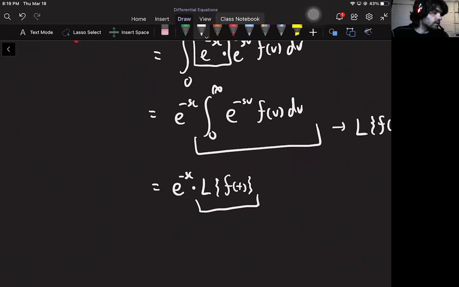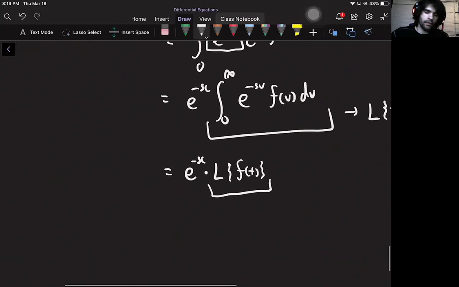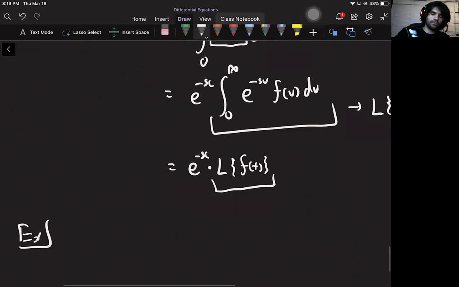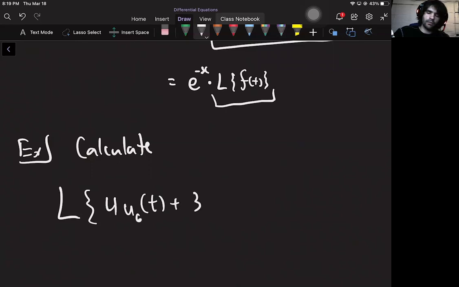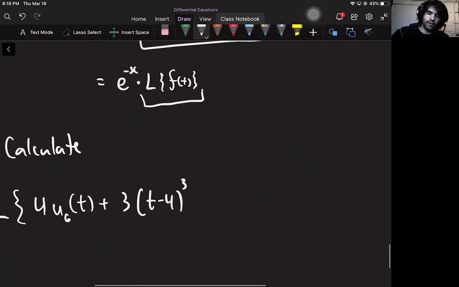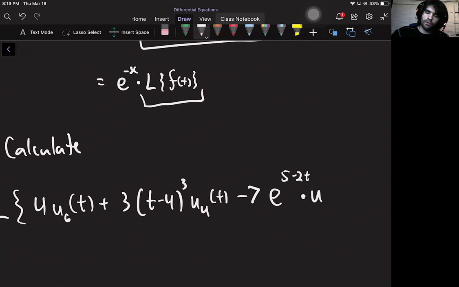Okay, so let's just calculate some things real quick, just for practice, using this formula. So let's calculate the Laplace transform of 4u6(t) plus 3 times (t minus 4) cubed u4(t) minus 7e^(5 minus 2t) times u2(t).